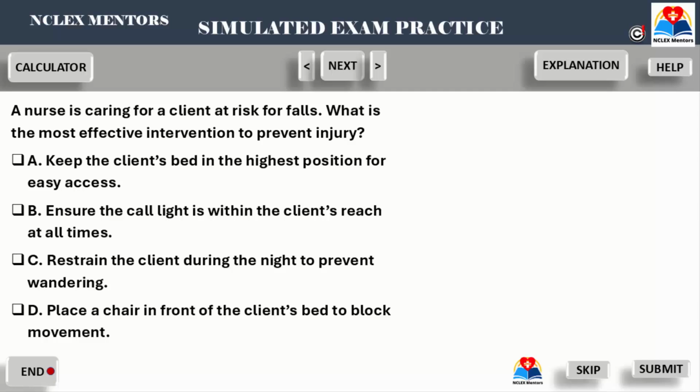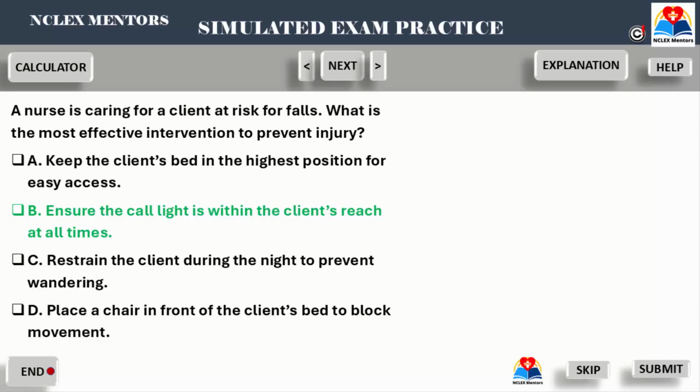Pause and think about it. You're on the unit, you've got a fall risk patient. What's going to truly keep them safe and respect their rights? Let's look at the options one by one.